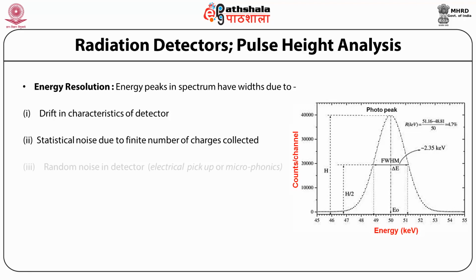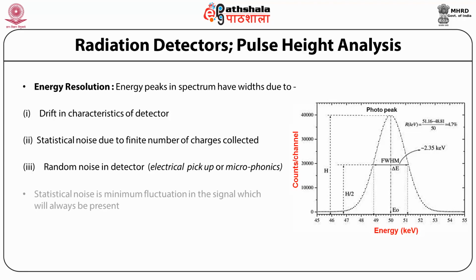Number 3, random noise in the detector, because in the detector we have various elements. It may happen that some of the elements can pick up noise. Or, if not the detector, then we know that in the detector we connect an amplifier, a charge sensitive amplifier, which is prone to some kind of noise pickup. Because of all these reasons, there can be random noise in the detector. The statistical noise is the minimum fluctuation in the signal which will always be present.